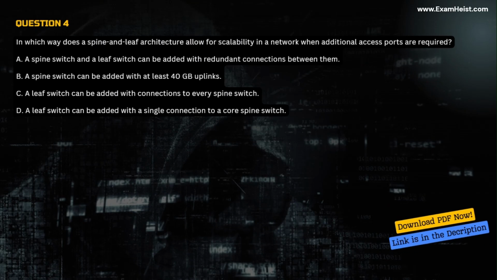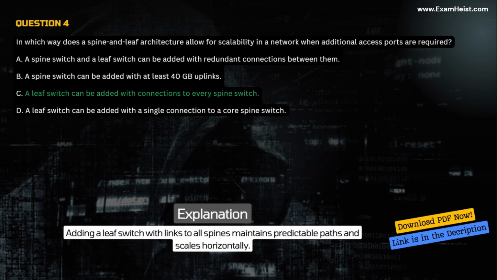Question 4. In which way does a spine and leaf architecture allow for scalability in a network when additional access ports are required? A. A spine switch and a leaf switch can be added with redundant connections between them. B. A spine switch can be added with at least 40 GB uplinks. C. A leaf switch can be added with connections to every spine switch. D. A leaf switch can be added with a single connection to a core spine switch. Correct answer: C. A leaf switch can be added with connections to every spine switch. Explanation: Adding a leaf switch with links to all spines maintains predictable paths and scales horizontally.